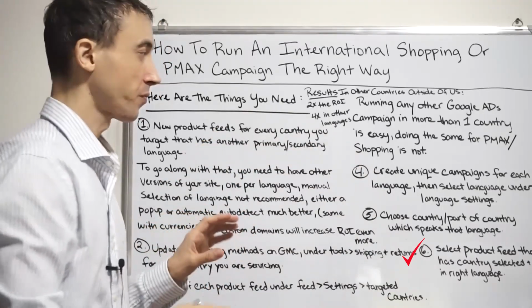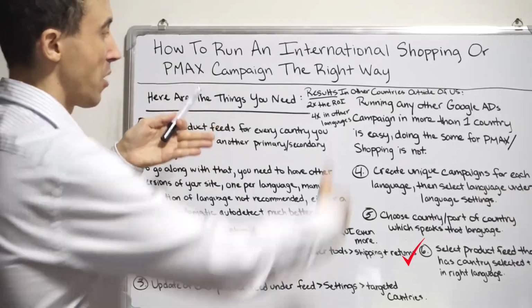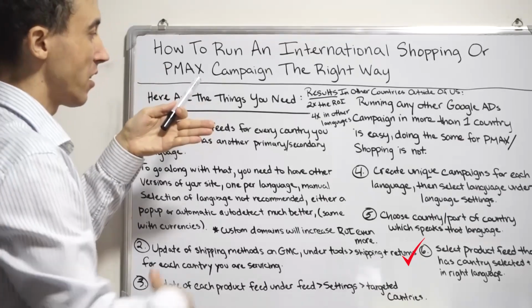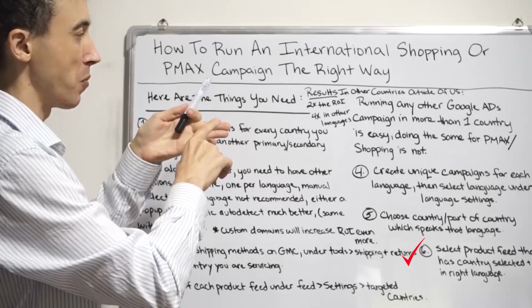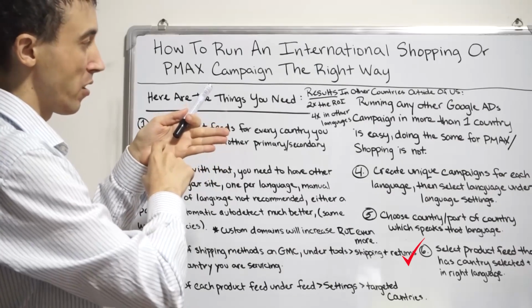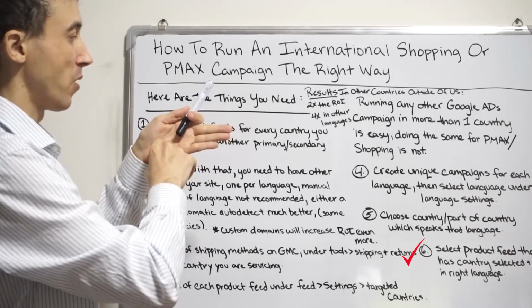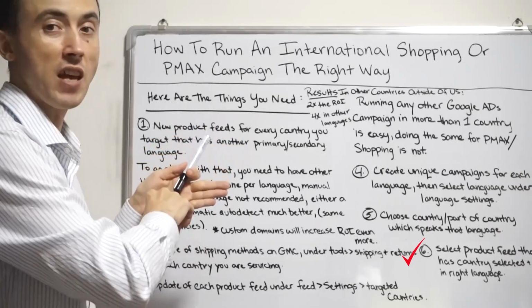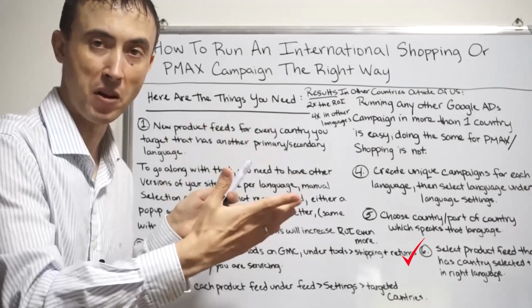So in other words, let's say we have Google Ads here and Google Merchant Center over here. In Google Ads, we're going to have a campaign that targets all Spanish-speaking people. Under the language settings of that PMAX campaign, we have Spanish chosen. And then under the location settings, we're going to have all the Spanish-speaking countries where Spanish is the primary language.